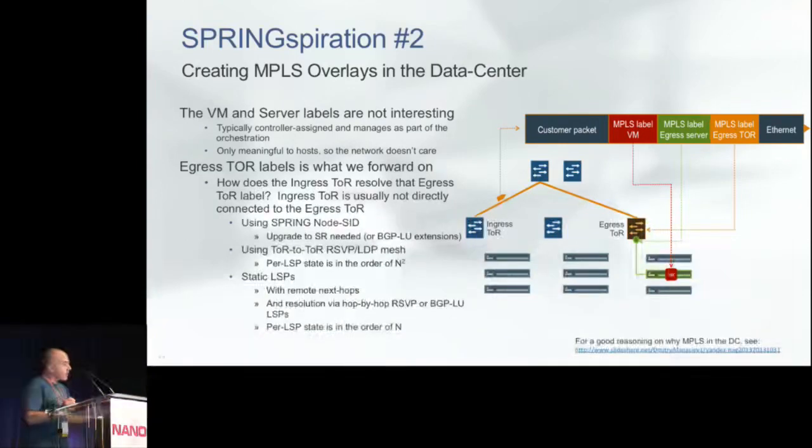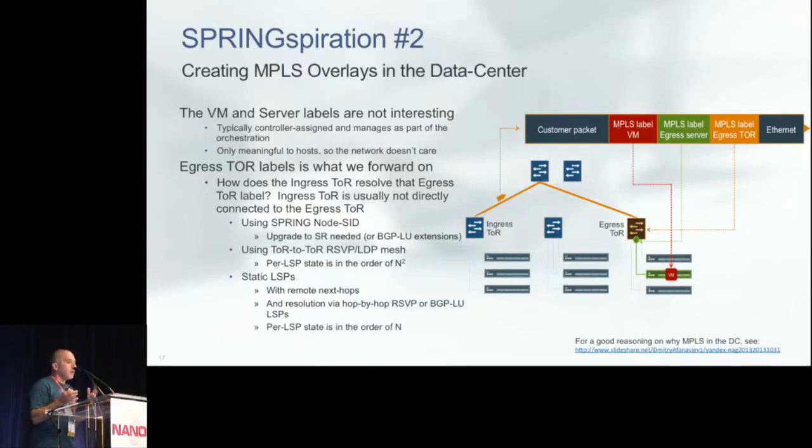So the bottom 2 labels are not really a concern for this talk. They'll usually get assigned by a controller or an orchestrator in the data center. But the top label is the one we use to do forwarding on. So how do we make the left switch, that ingress switch, act on that label? If we want to inject that packet from the server, how do we make the server know that label? Those are all good questions, and they have pretty much 3 conceivable answers.